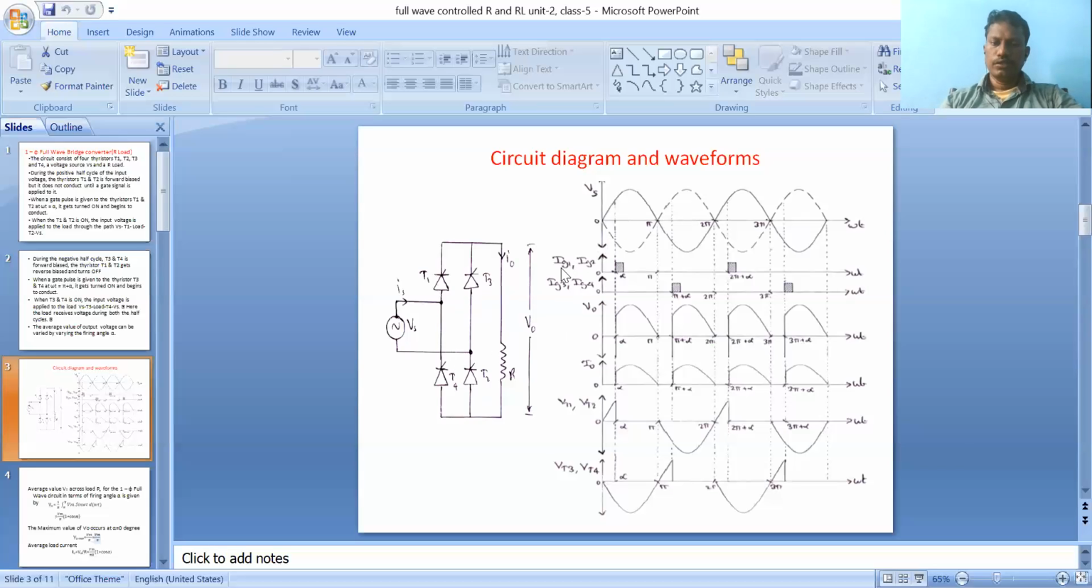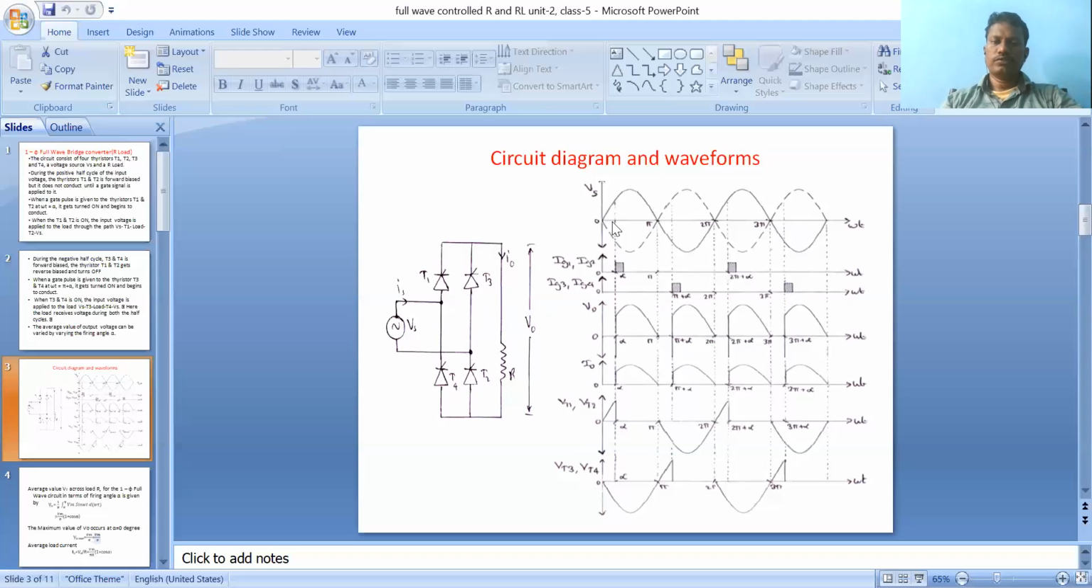So these are the gate pulses IG1, IG2 and IG3, IG4. During every positive half cycle T1, T2 conduct, so these two pulses are in the positive half cycle portion. In the negative half cycle T3, T4 conduct, so the gate pulses IG3, IG4 are in the negative half cycle only. So these are the waveforms: the output voltage, the output current, and VT1, VT2 and VT3, VT4.